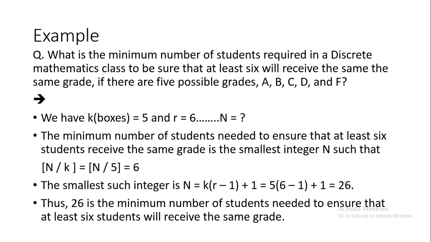Such smallest integer n can be found with the formula which we saw in the previous PPT: n is equal to k(r minus 1) plus 1. So put in the values. k is 5, r is 6. 6 minus 1 is 5, so 5 times 5 is 25, plus 1 is equal to 26. Thus, 26 is the minimum number of students needed to ensure that at least 6 students will receive the same grade. Okay, understood?